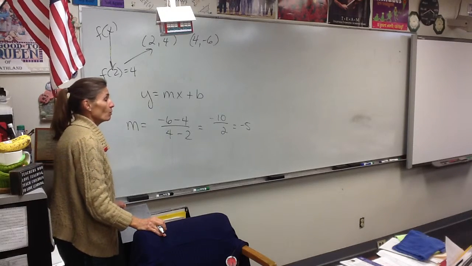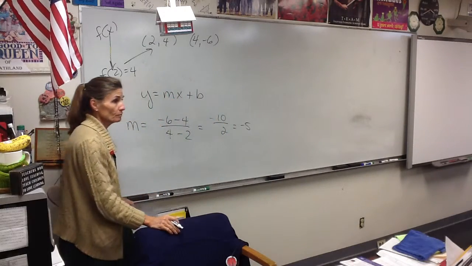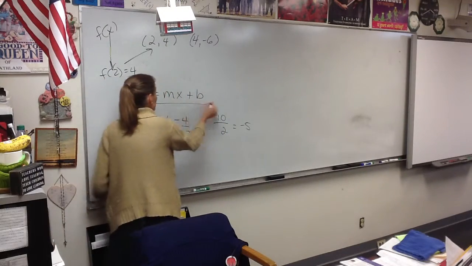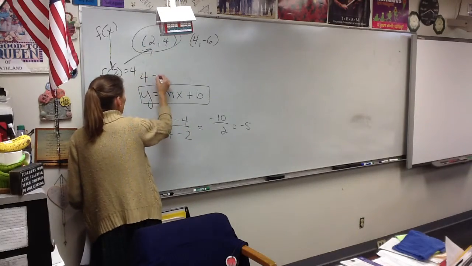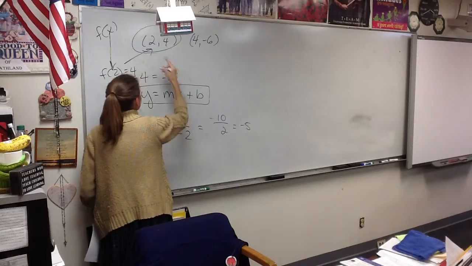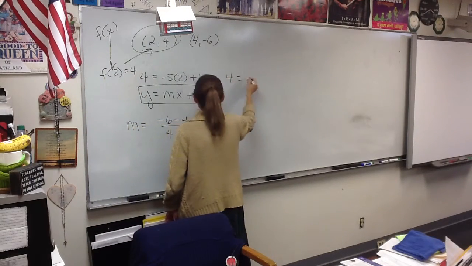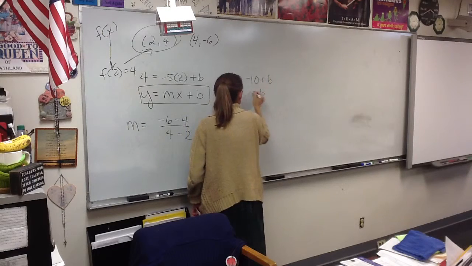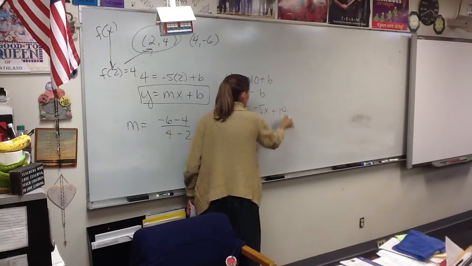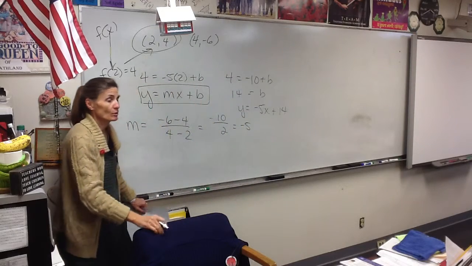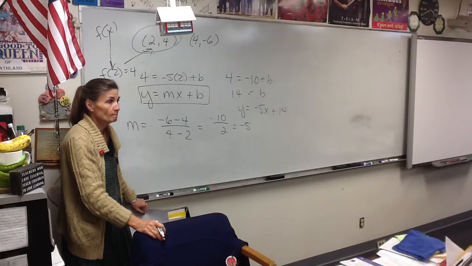Now, what do I do now that I know my slope is negative 5? Go right back to here, pick one of my points, and in we go. So 4 equals negative 5 times 2 plus b. So 4 equals negative 10 plus b, and b equals 14. So y equals negative 5x plus 14 is our answer. Right?